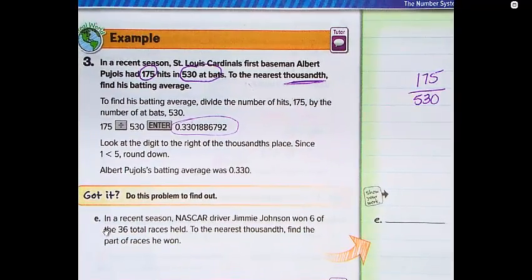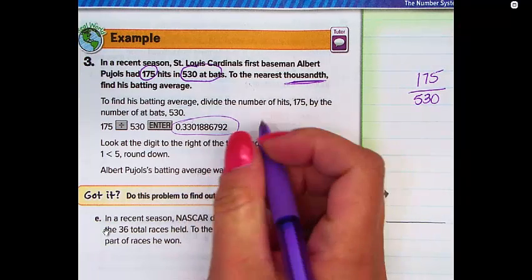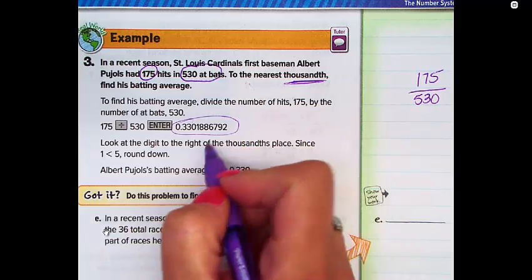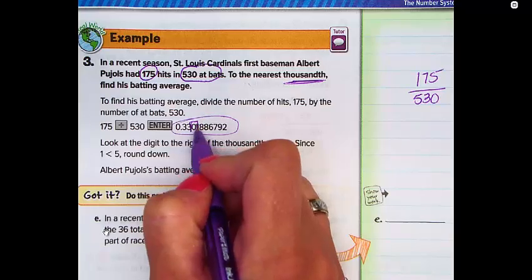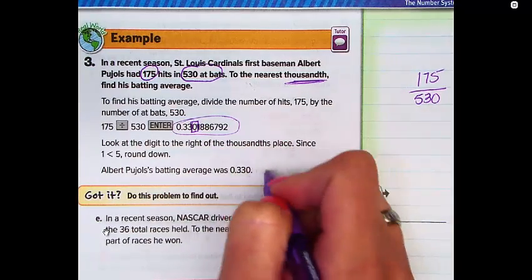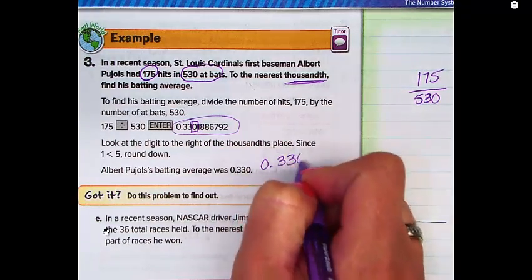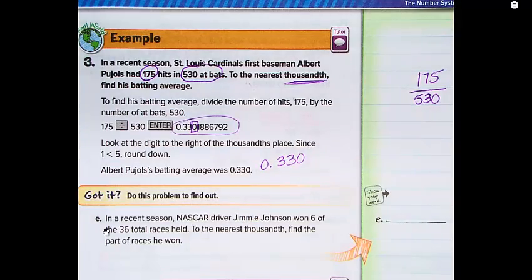Does that repeat? No. It does not repeat as far as I can tell in the calculator. So if I rounded that to the nearest thousandths place, that would be this one right here, and it would be 0.330. That would be his batting average.